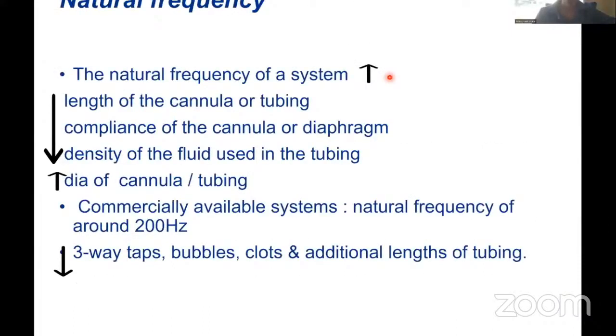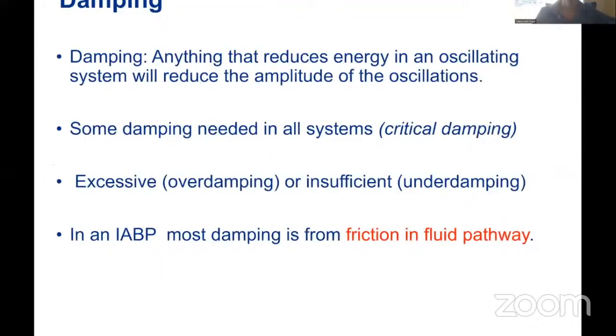The natural frequency of the system especially increases when you decrease the length of the cannula or increase the diameter of the cannula. In other words, short, thick cannulas. Commercially available systems have the natural frequency of around 200 Hz, and we can decrease this natural frequency by using in between three-way valves and bubbles, clots. They can actually decrease the natural frequency. So anything that reduces the energy in an oscillating system will reduce the amplitude of the oscillation.